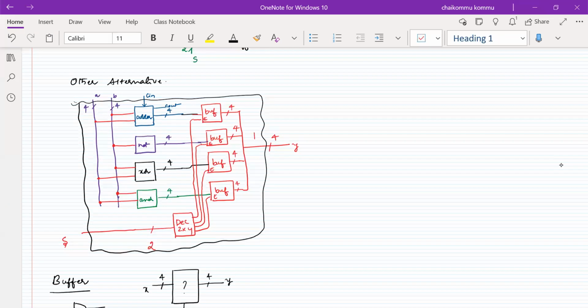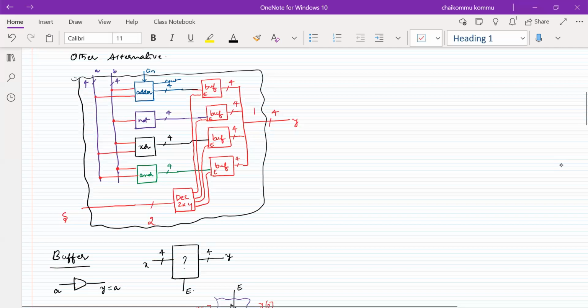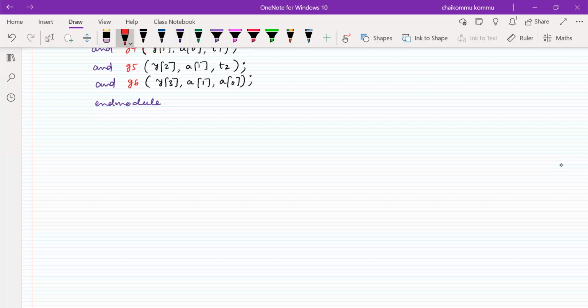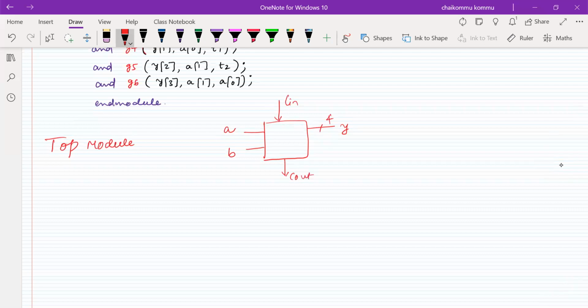What is the top module now? So let us write the top module. What is the top module? The top module is something like this, as everybody knows: having inputs A, B of 4-bit size, Y, it has the Cn signal, it also produces the Cout signal, and it also requires a 2-bit size selection line. Okay, so this is the 4-bit ALU.